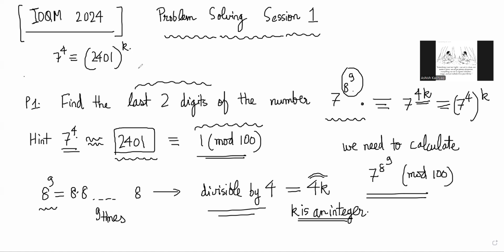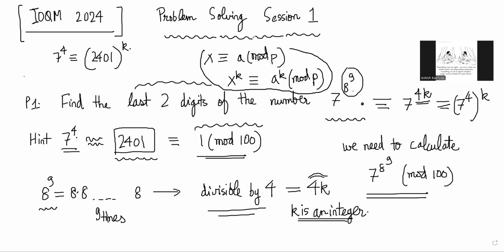Now this is a property of congruence. If you have a number x, which is congruent to a mod p, then you can show that x power k will be congruent to a power k mod p. This is a property of congruence. Right now, what we have is 7 power 4 is congruent to 1 mod 100. So 7 power 4k would be congruent to 1 power k mod 100. So the answer for us would finally be 1 mod 100.